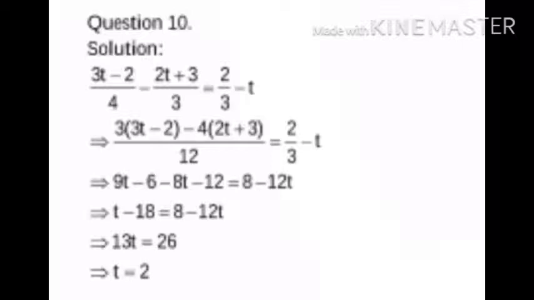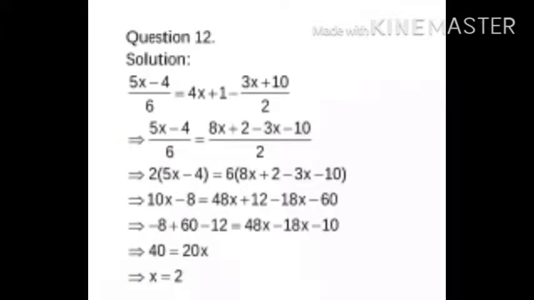I will give you a better solution for this question if there is a denominator. First you try to solve this, then I will tell you another method of solving this. So now, which implies 9t minus 6 minus 8t minus 12 is equal to 8 minus 12t. Now t minus 18 is equal to 8 minus 12t. After transferring t and constants, it implies 13t is equal to 26 and t is equal to 2. I will tell you another solution within a class to understand this question, which makes the solution easy also.